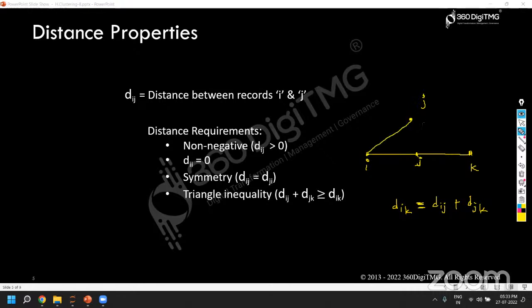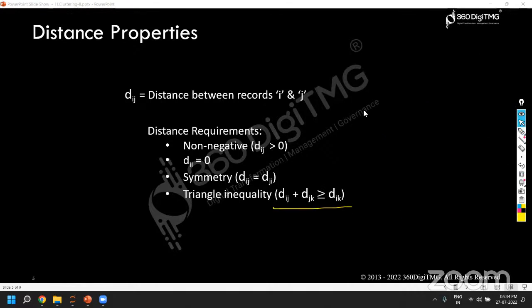Then the distance that you are going to draw, like this, where you say dij plus djk will always be greater than dik. Right? If you try and merge this, it will come here. This will come here. So this point will be extra. Additionally, you are getting twice. Isn't it? So this is called the triangle inequality.